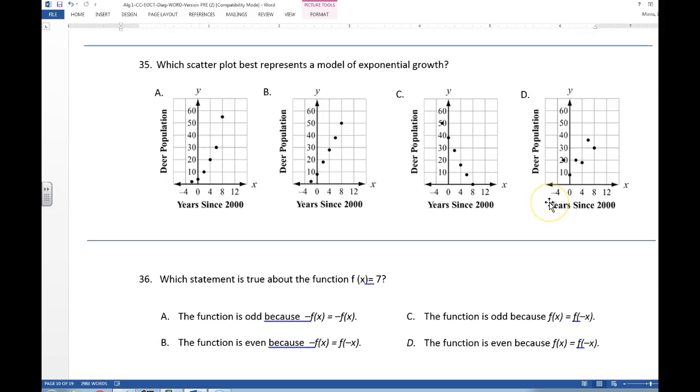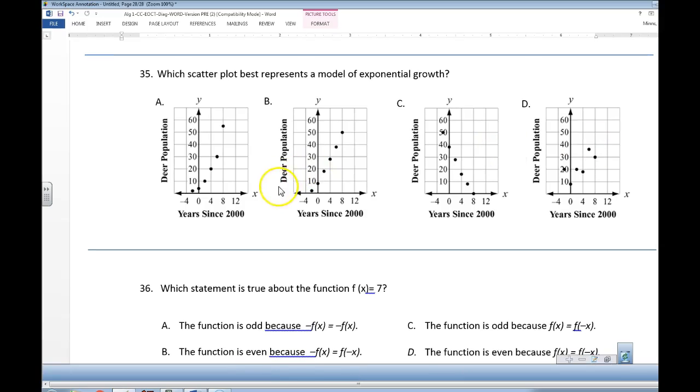Number 35 is a scatter plot. It says, which scatter plot represents a model of exponential growth? Exponential growth. Well, let's see what these models look like. This one looks a lot like a straight line. This one looks a lot like a straight line headed in that direction. This looks like a straight line, just kind of a mess, headed off maybe in this direction. This is the only one that shows an exponential curve.